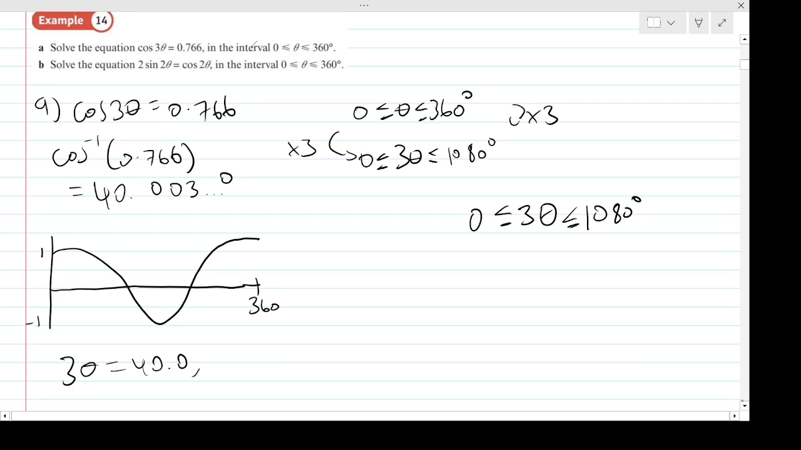Now we know the first solution then is this 40.003. So if you mark that on our cosine graph, it'd be about there, say. Then to find the other solution, if we read off the graph, it'd be about there somewhere. So that'd be 3 theta there. Well, again, remember we looked at the symmetry of the graph. So in the middle, at the hump, it's symmetrical either way, right? The left and the right of it are the same.